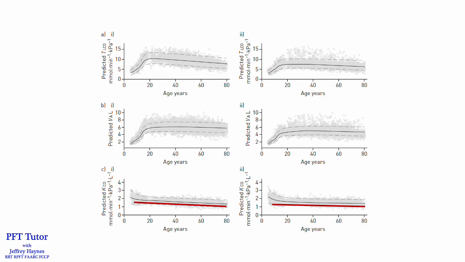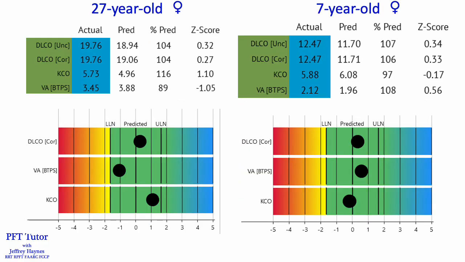As shown by the red lines, the KCO really doesn't change much over the lifespan. There are relatively similar values for children and adults. The age-related increases in DLCO are related to the increasing number of alveoli that are developed during lung growth. As you can see, the age-related increase in DLCO mirrors the age-related increase in alveolar volume. Let me illustrate this point a little further.